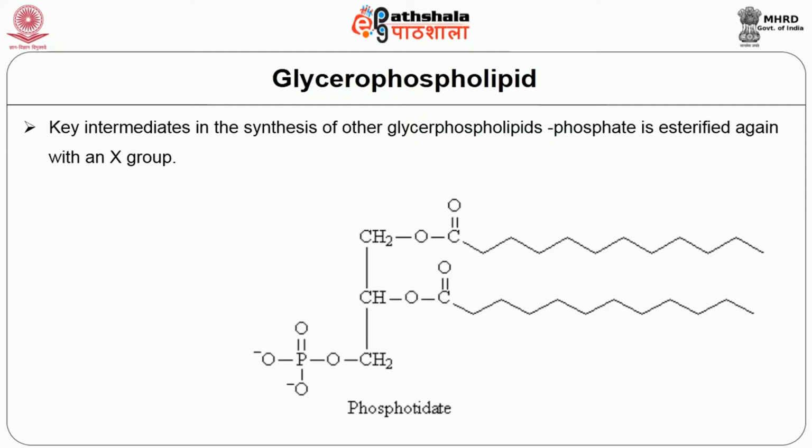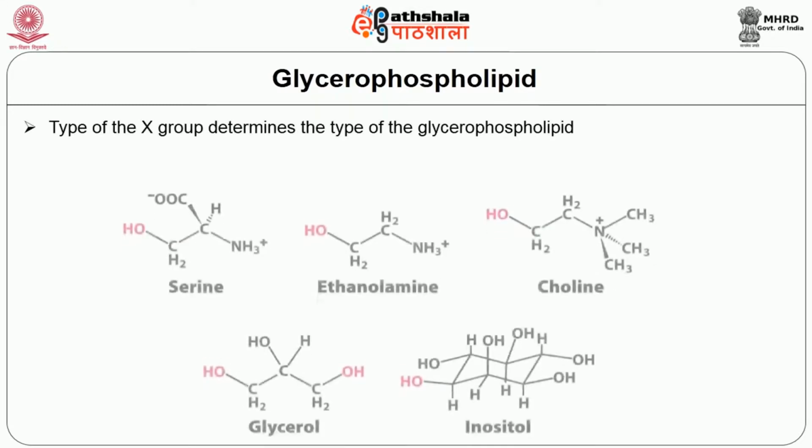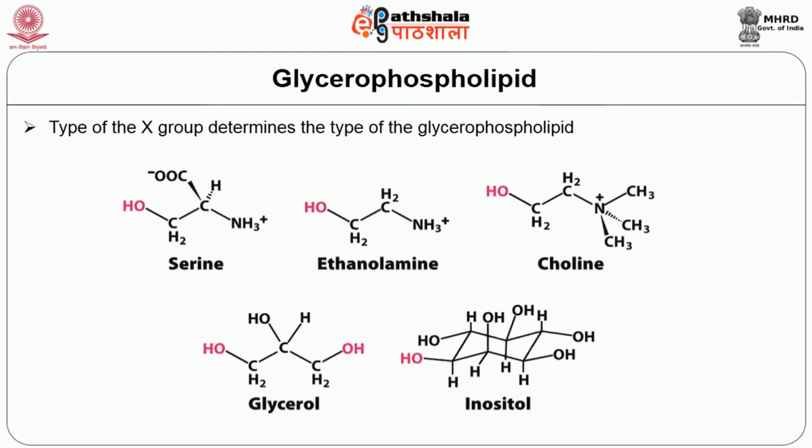One of the hydroxyl groups of the phosphate can be replaced by an X group. Depending upon the X group, a different kind of phospholipid results. If serine is attached to the OH group of the phosphate, it is phosphatidyl serine; if ethanolamine, phosphatidyl ethanolamine; if choline, phosphatidyl choline; if glycerol, phosphatidyl glycerol; and if inositol, phosphatidyl inositol. So a wide variety of glycerophospholipids can be synthesized.